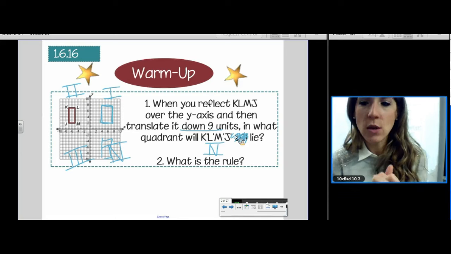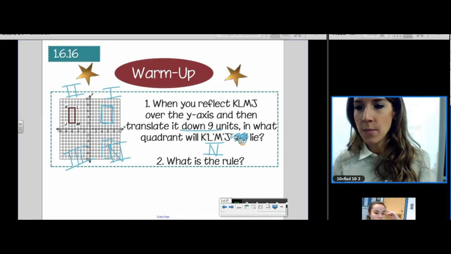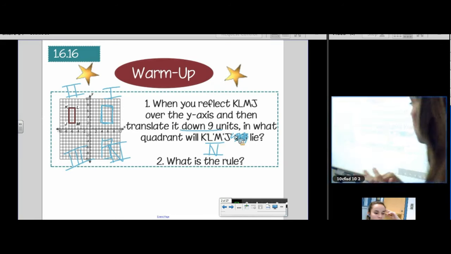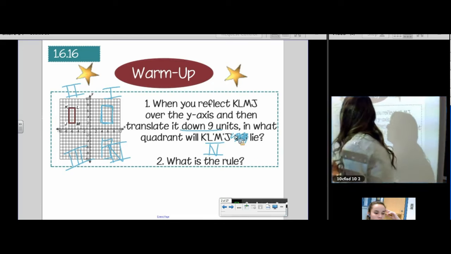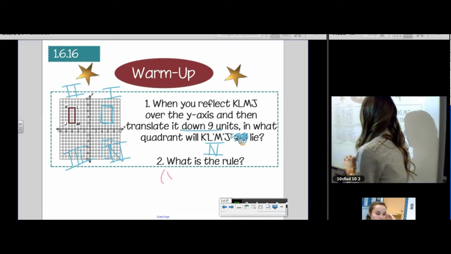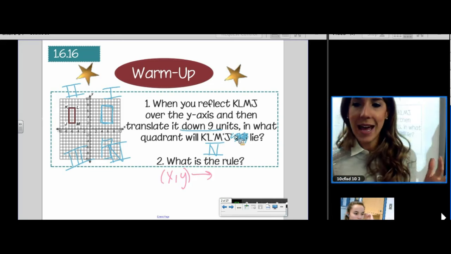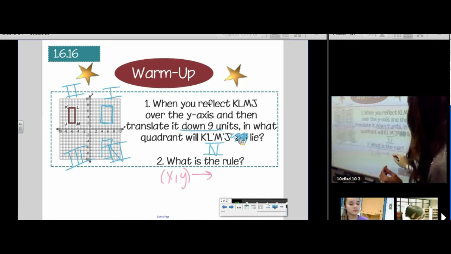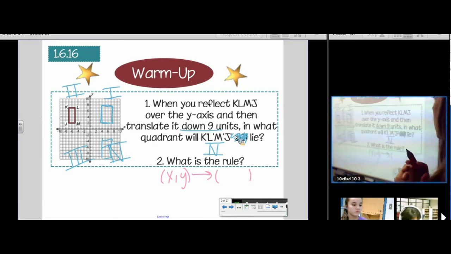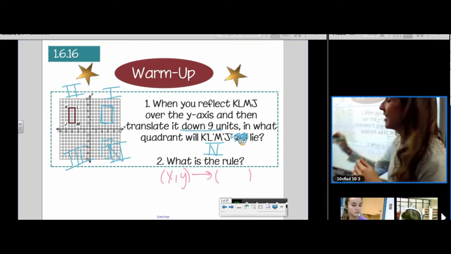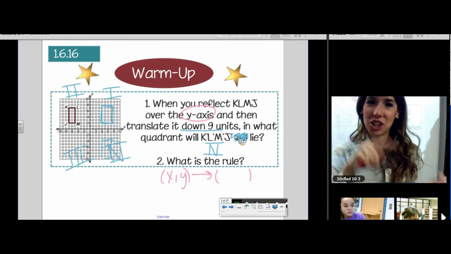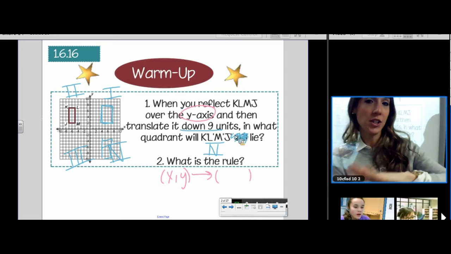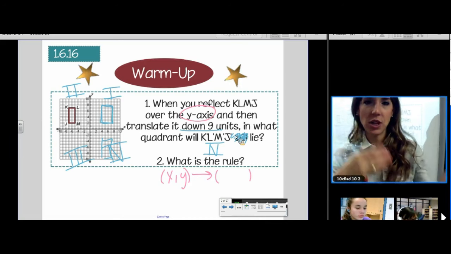It's really important that you can write a rule given any set of transformations that you are asked to do. So let's write the rule. If I begin with x comma y, how would I say that transformation in coordinates? So first we reflect over the y-axis. Reflect over the y, that means change the x. If you reflect over the y, you change the x. If you reflect over the x, you change the y.